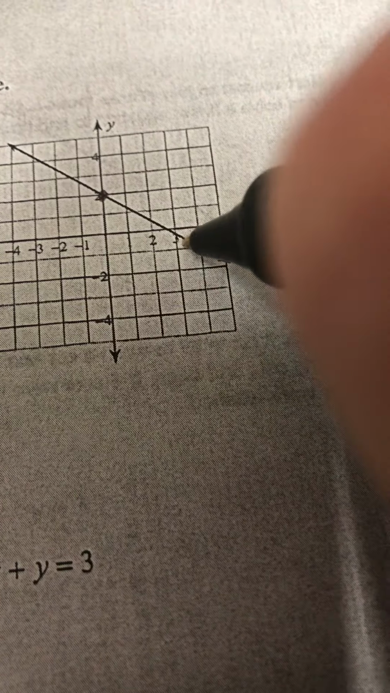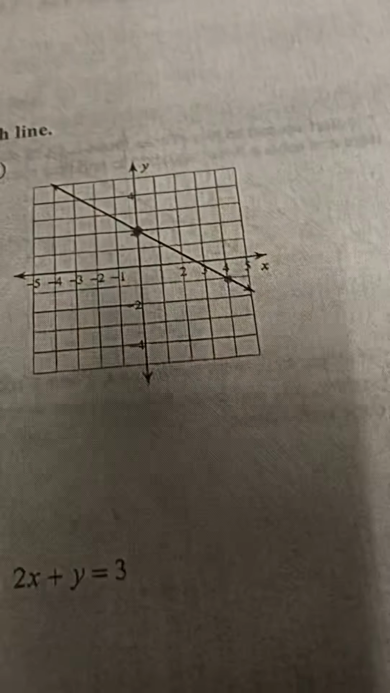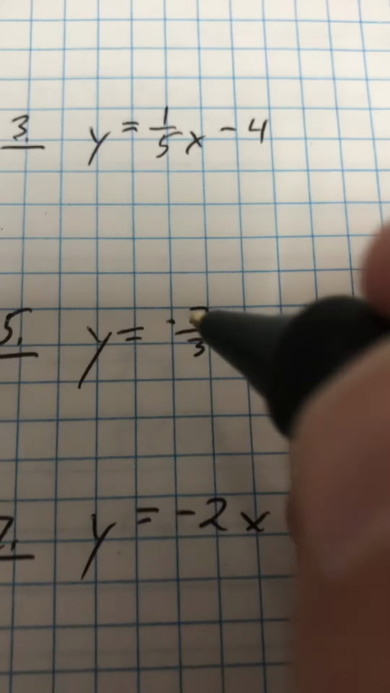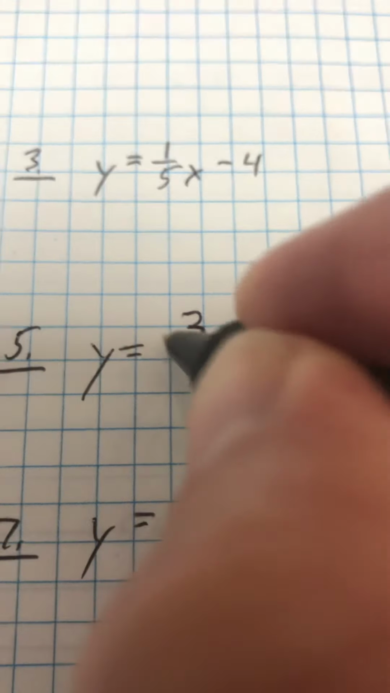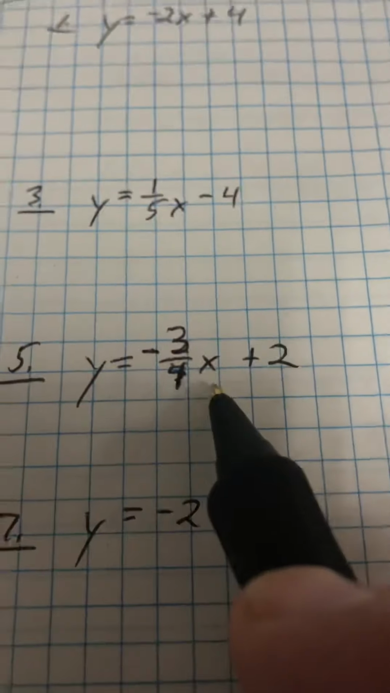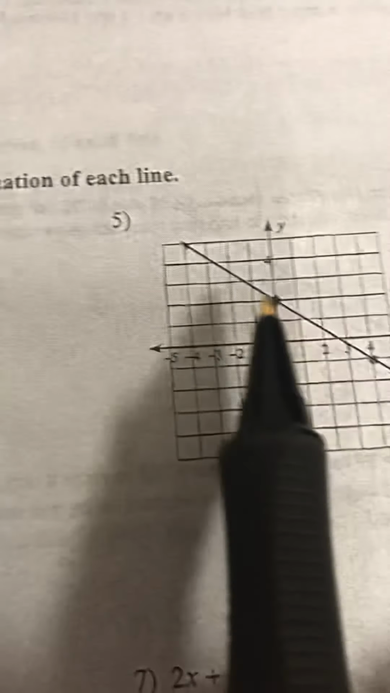Where it intersects perfectly, a horizontal and vertical line, down 3 over 4. So this should be down 3 over 4. So down is negative, so down 3 over 4, x plus 2. The 2 is my y-intercept.